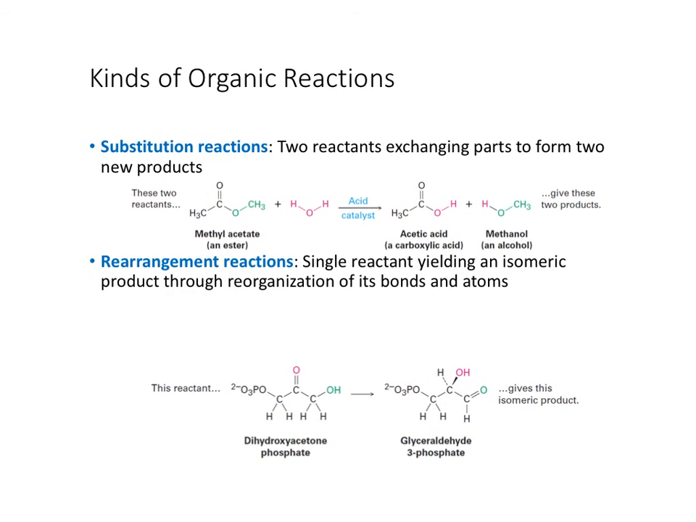Another type of reaction is a substitution. In this, two reactants are exchanging parts to form two new products. Here you can see in green the O-methyl portion is being replaced by the OH portion from water to form acetic acid, a carboxylic acid, and an alcohol, methanol.